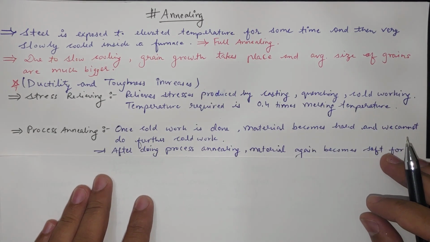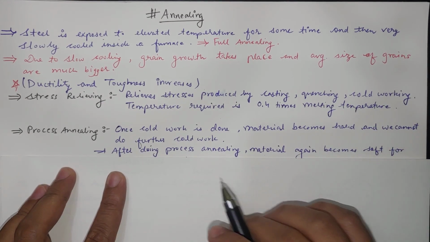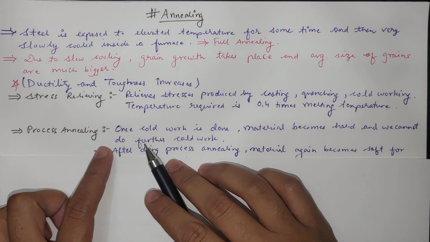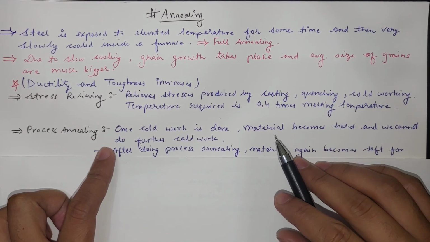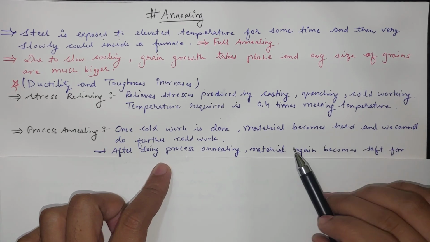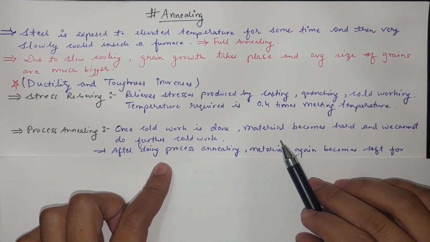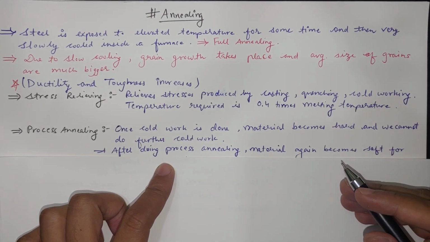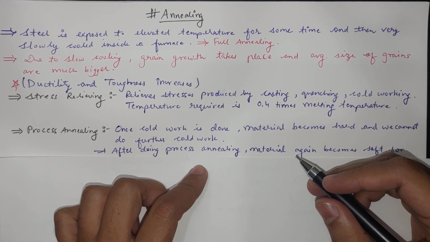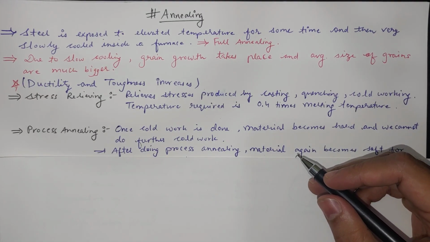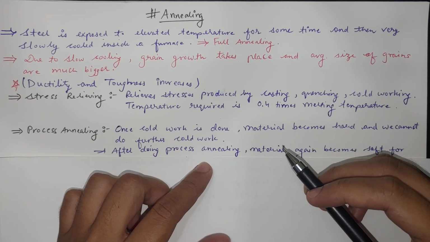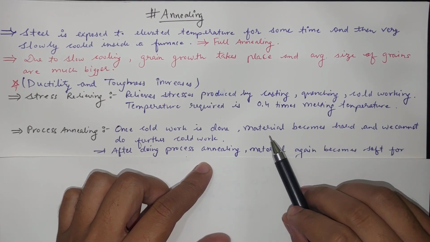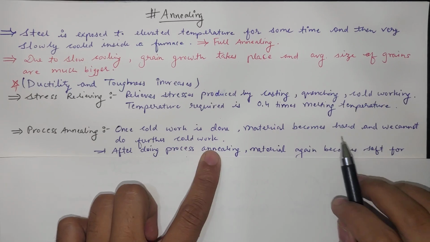The other category is process annealing. In process annealing, once we cold work the material, internal stress is built up, and if we want to do further cold work, it requires much more energy and much more work, because the material gets hard when we cold work it. So the material gets hard and we cannot do further cold work.